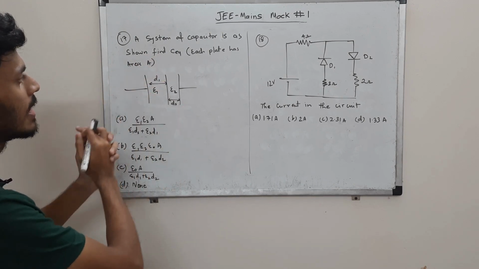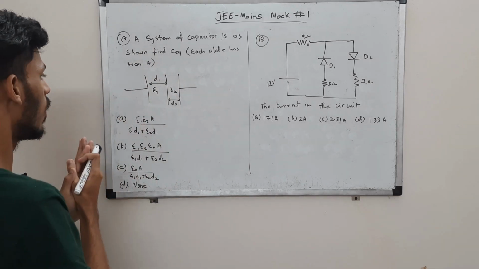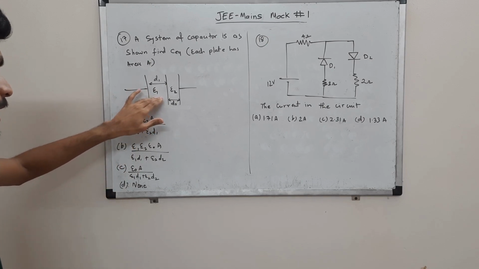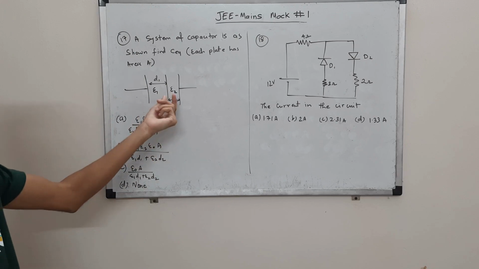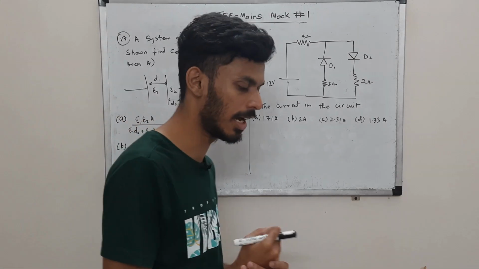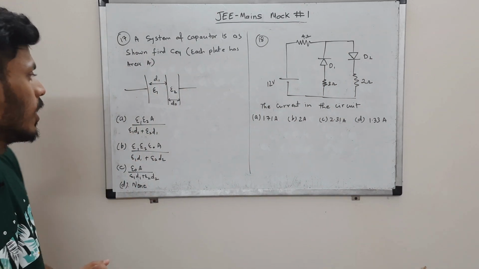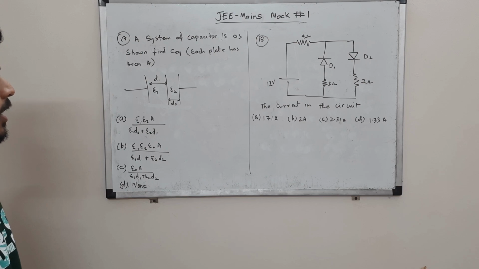Each plate has area A, the D1 length of this capacitor is filled with a medium of permittivity epsilon 1, and D2 length is filled with another dielectric medium of permittivity epsilon 2. You are supposed to find the equivalent capacitance. It's actually very simple.